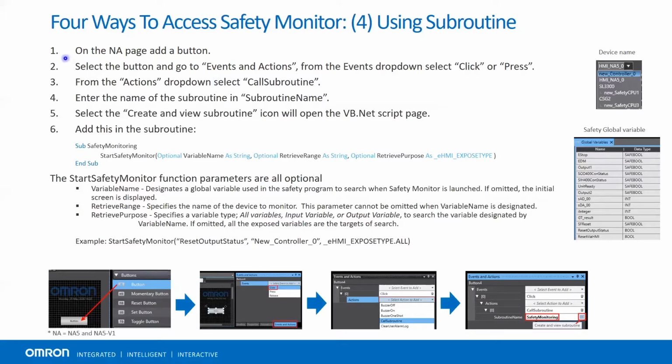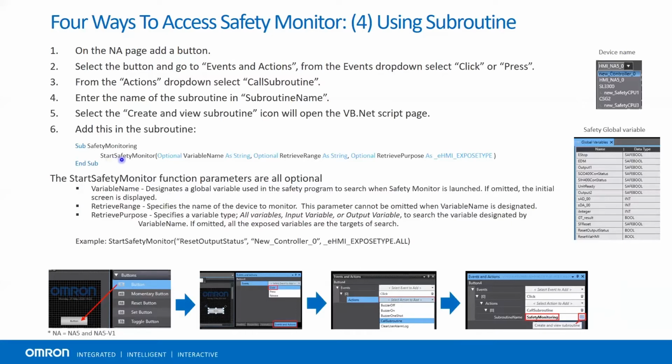And the fourth way to access the safety monitor is using subroutine. On the NA page, add a button. Select the button and go to Event and Action. From the Event dropdown, select Click or Press. From the Action dropdown, select Call Subroutine. Enter the name of the subroutine in the subroutine name box. Select the Create and View Subroutine icon. It will bring up the VB.NET script page.